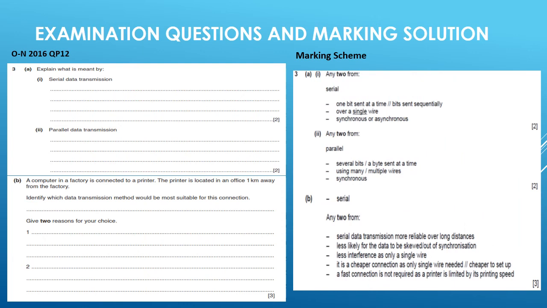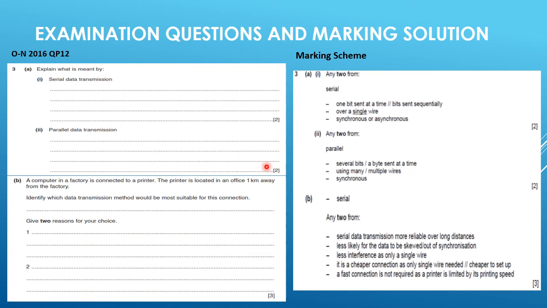So here in the B part, we got to know that the printer is located in an office 1 kilometer away from the factory. So 1 kilometer is considered somewhat of a longer distance. So we'll prefer serial data transmission, or the connection should be serial. And you need to write 2 reasons for your choice. So you will be writing about the description of serial data transmission.